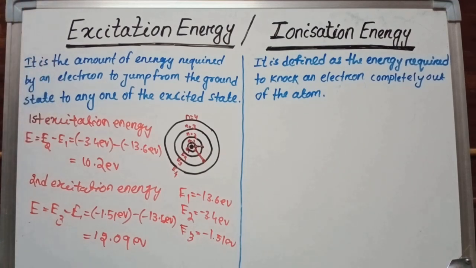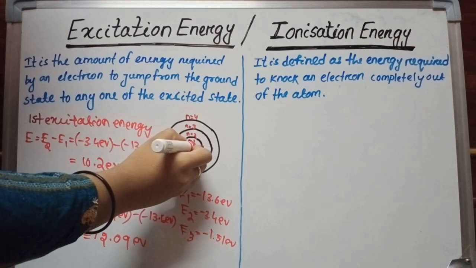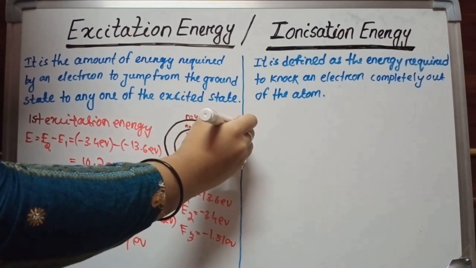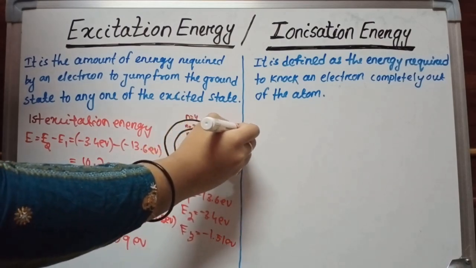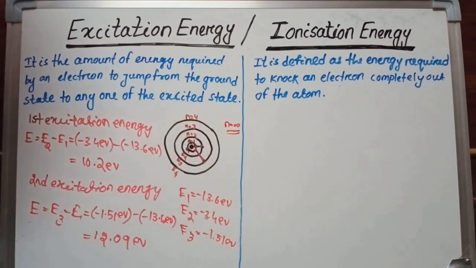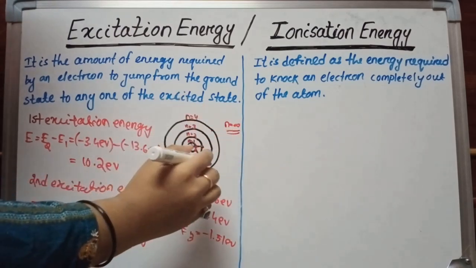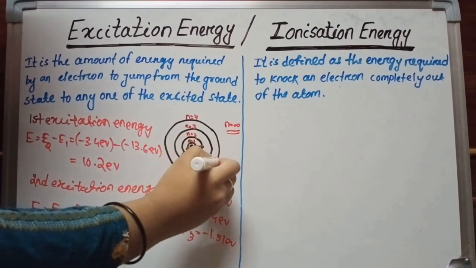That means the amount of energy required by the electron so that it can jump from the ground state to the infinity orbit, that is n equals infinity. When the electron jumps from the ground state to the infinity orbit, what is the amount of energy it requires? Here the electron is completely removed, completely detached from that atom. So when the electron is completely detached or removed, at that condition the atom is ionized.